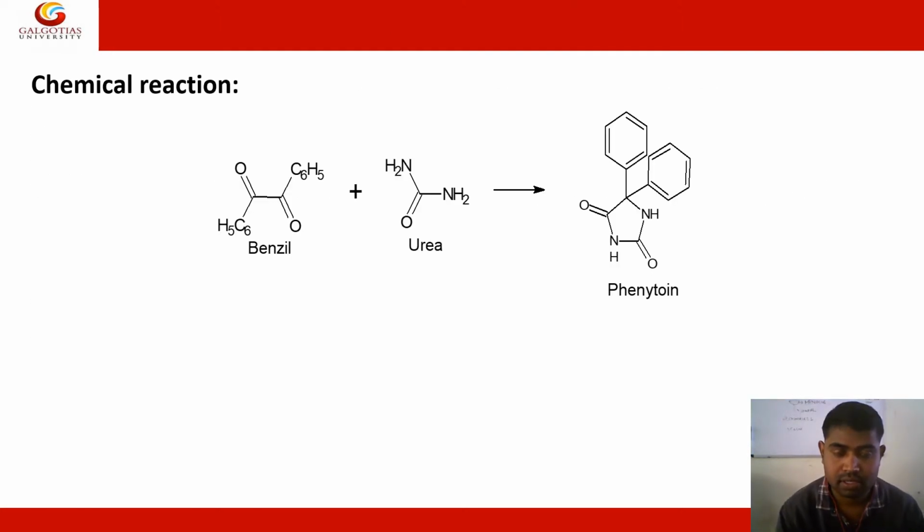So this is a schematic or chemical representation of this synthesis portion. Benzil is the primary reactant, and next is urea. This benzil and urea combine and form phenytoin. So the basic schematic representation of this synthesis portion is this. So you just remember that. So now let's move to the next slide.